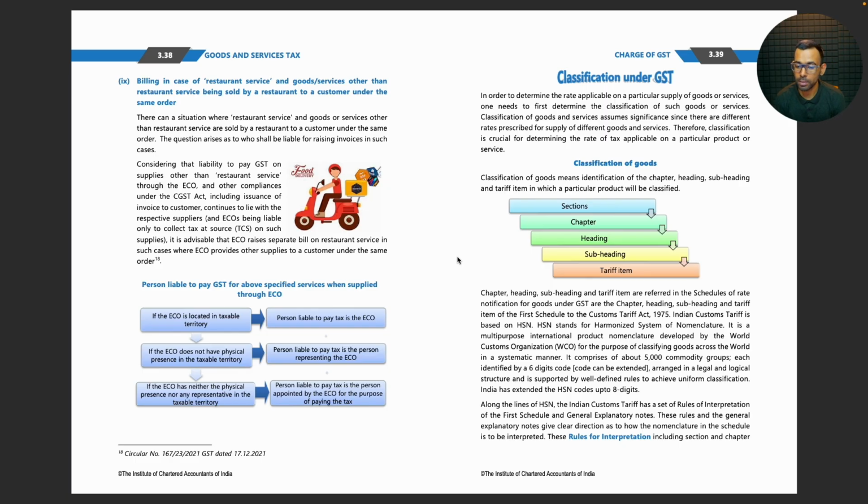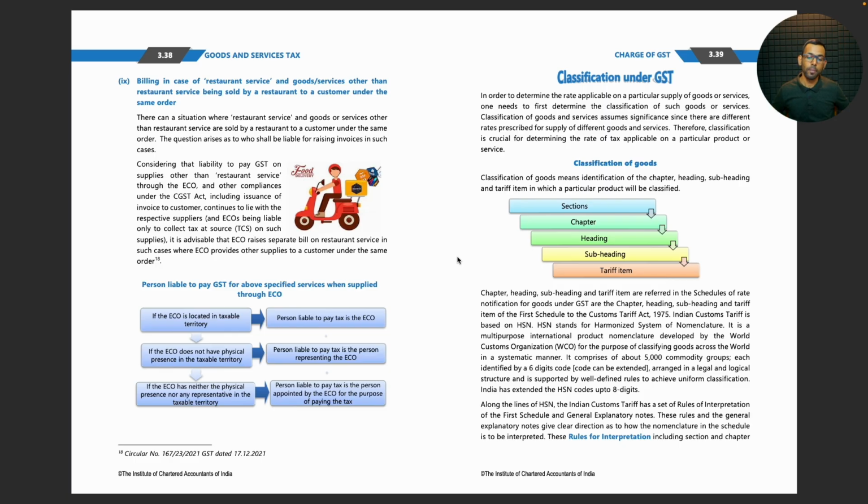HSN stands for Harmonized System of Nomenclature. It is a multi-purpose international product nomenclature developed by the World Customs Organization for the purpose of classifying goods across the world in a systematic manner. It comprises of about 5,000 commodity groups, each identified by a 6 digit code. Code can be extended. It is arranged in a legal and logical structure and is supported by well-defined rules to achieve uniform classification. India has extended the HSN codes to up to 8 digits.